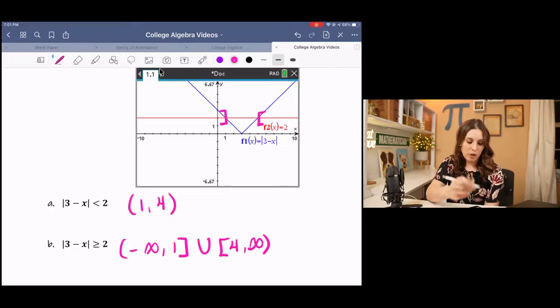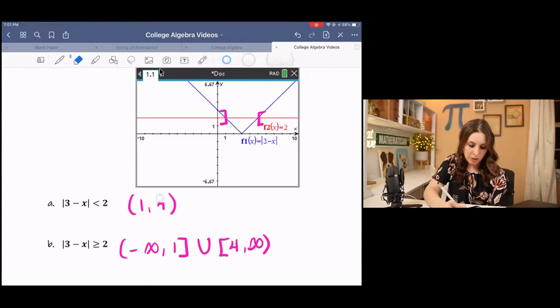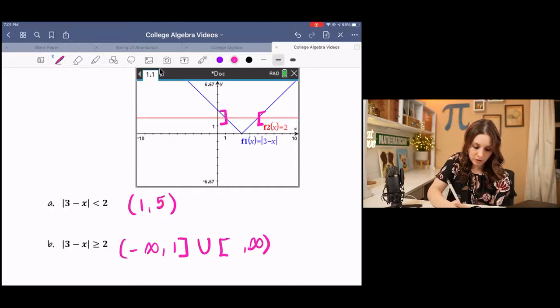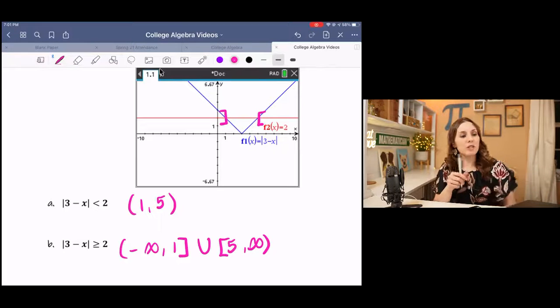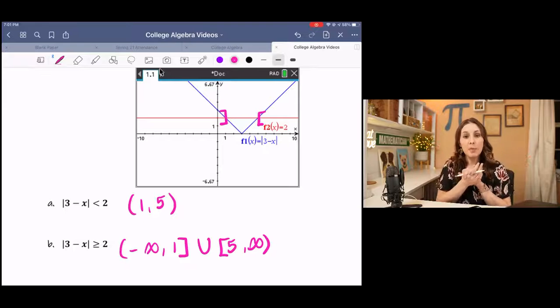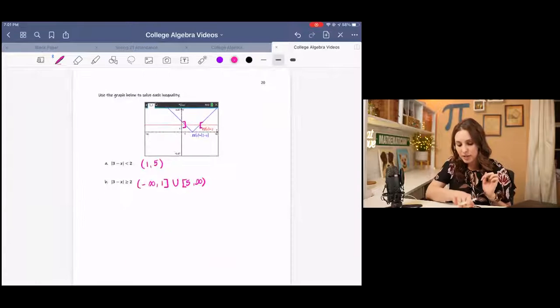I am seeing a correction here. I'm so sorry. You probably noticed this. This was a 5. I counted wrong. So I'm very sorry about that. That's a 5. The concept remains the same, but that is all I have for this lesson.